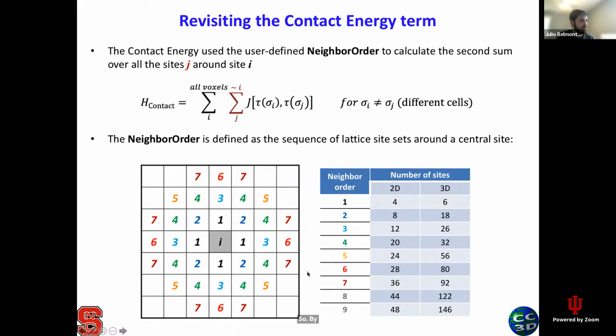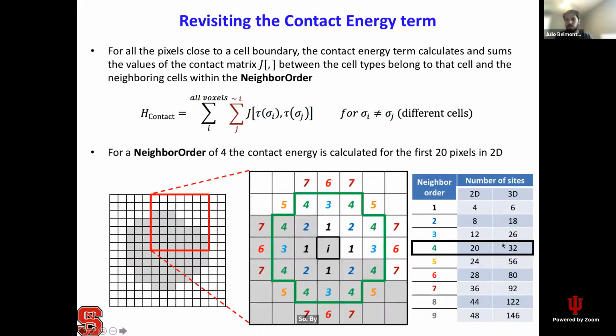By default, CompuCell uses a neighboring order of 4, which is actually the optimal neighbor order for 2-dimensional simulations in many applications. For my personal use, when I use 3-dimensional simulations, I like to use a neighboring order of 5. I think for 3D, a 5 is better than 4.